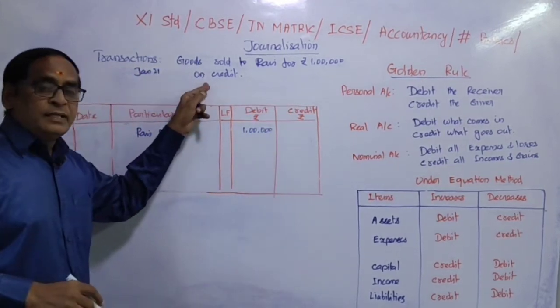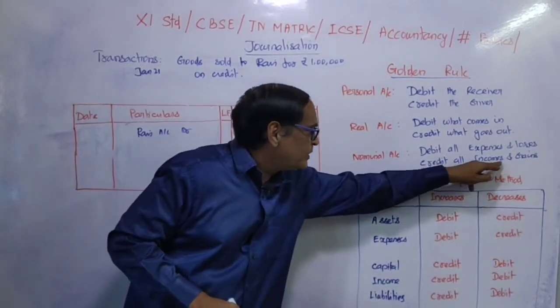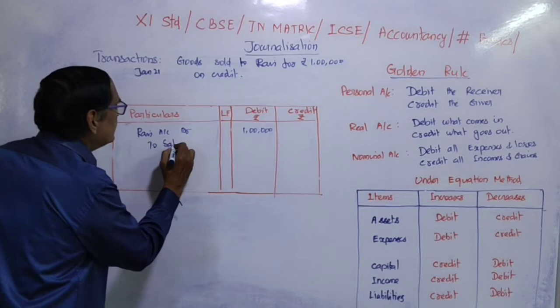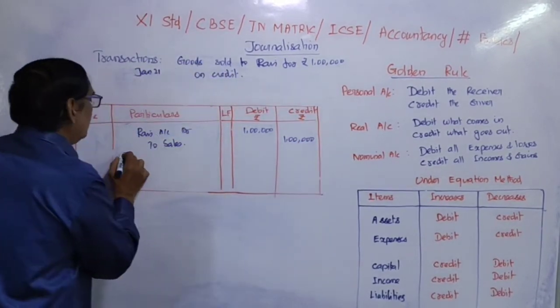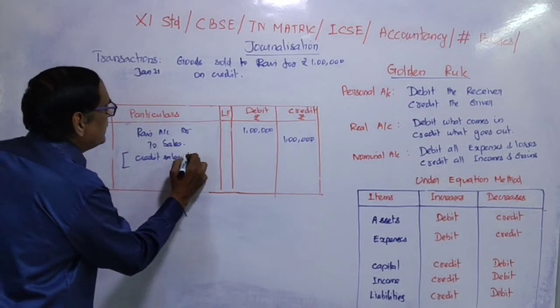Sales is an income, that is revenue. So credit all incomes and gains. So sales account should be credited, to sales, 1 lakh. Credit sales to Ravi. It is the narration.